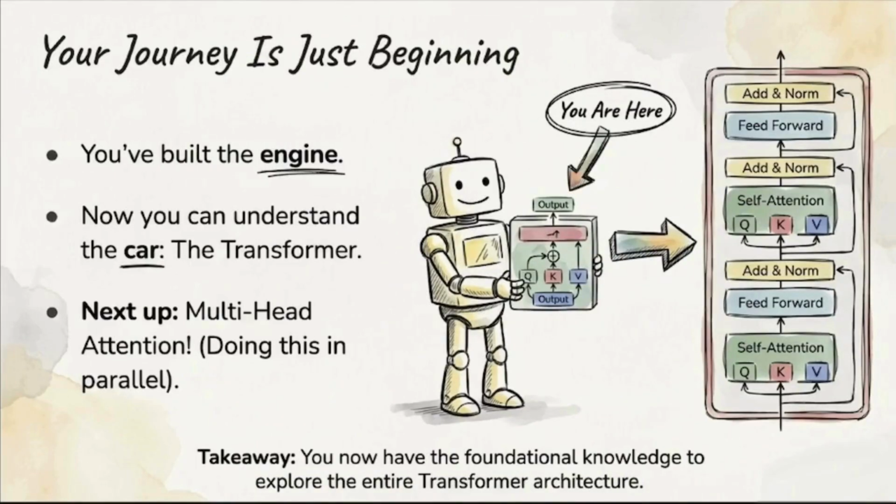Great, but this is just one attention head. In an upcoming video we will look at multi-head attention. Multi-head means the model does attention multiple times in parallel, so different heads can focus on different patterns. One head may focus on grammar, another on meaning, and another on long-distance connections.